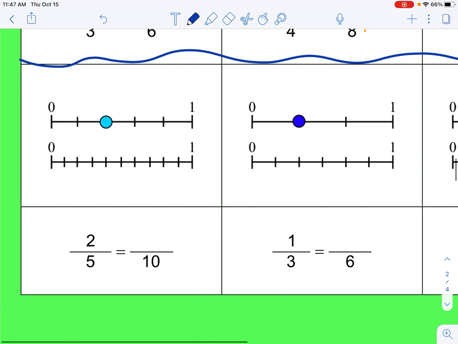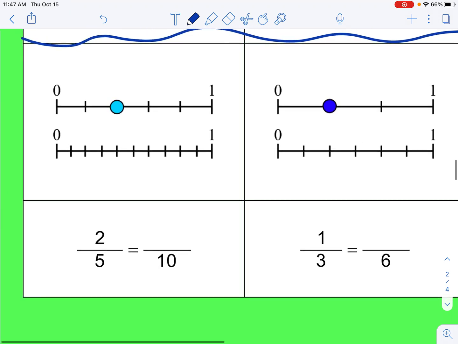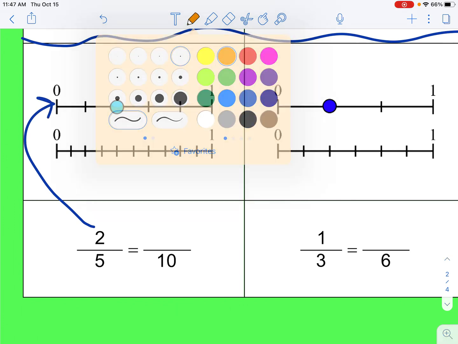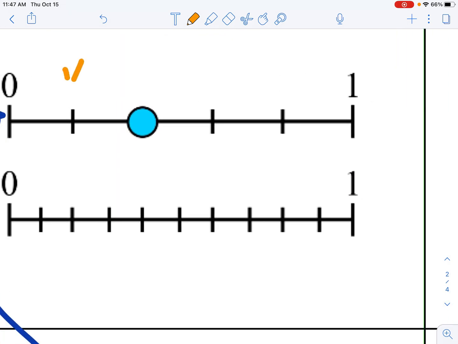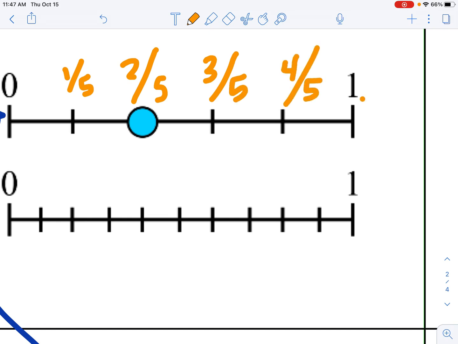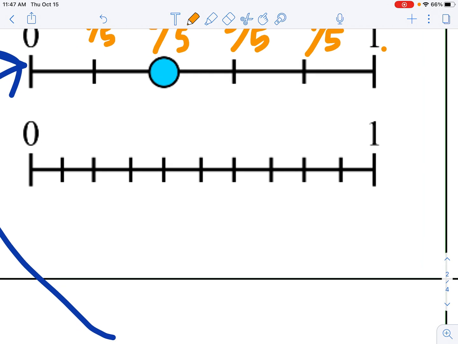Alright, our last section that we're going to be doing today is our number lines, okay? So they already wrote our first fraction according to the number lines. So 2/5. If you wanted, you could split it up. This is 1/5, this is 2/5, this is 3/5, 4/5, and lastly 5/5, which is just 1.